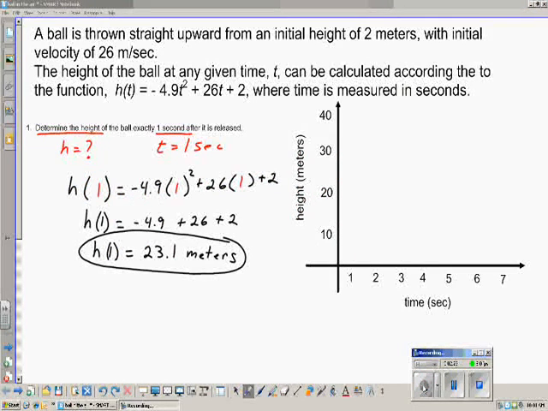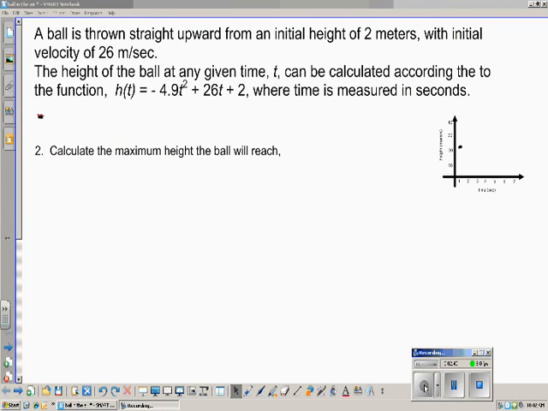So what we'll do here is we'll begin to build a graph of this scenario. As you can see on the x-axis I have time listed, and on the y-axis is height, measured in meters. And the first question is answered by saying that time is 1 and the height was 23.1 meters, and we represent that on the graph. I'm going to move to the second question here.